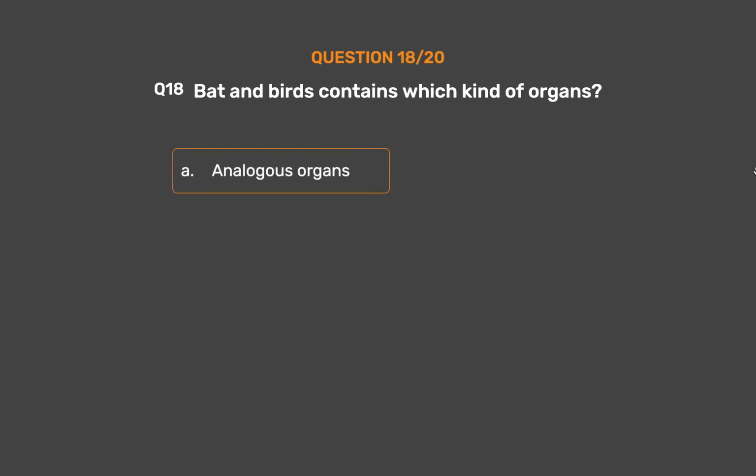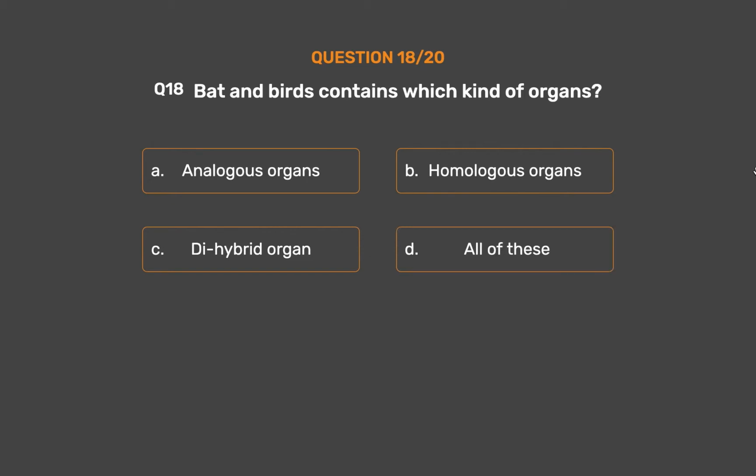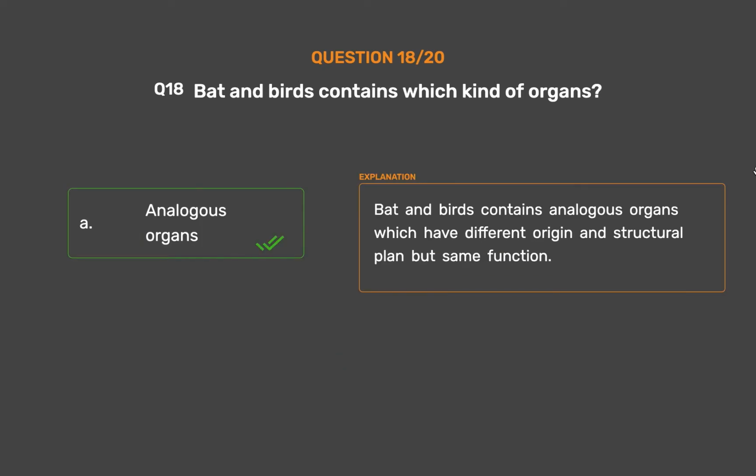Option A. Analogous organs. Option B. Homologous organs. Option C. Dihybrid organ. Option D. All of these. The correct answer is option A. Analogous organs. Bat and birds contains analogous organs which have different origin and structural plan but same function.